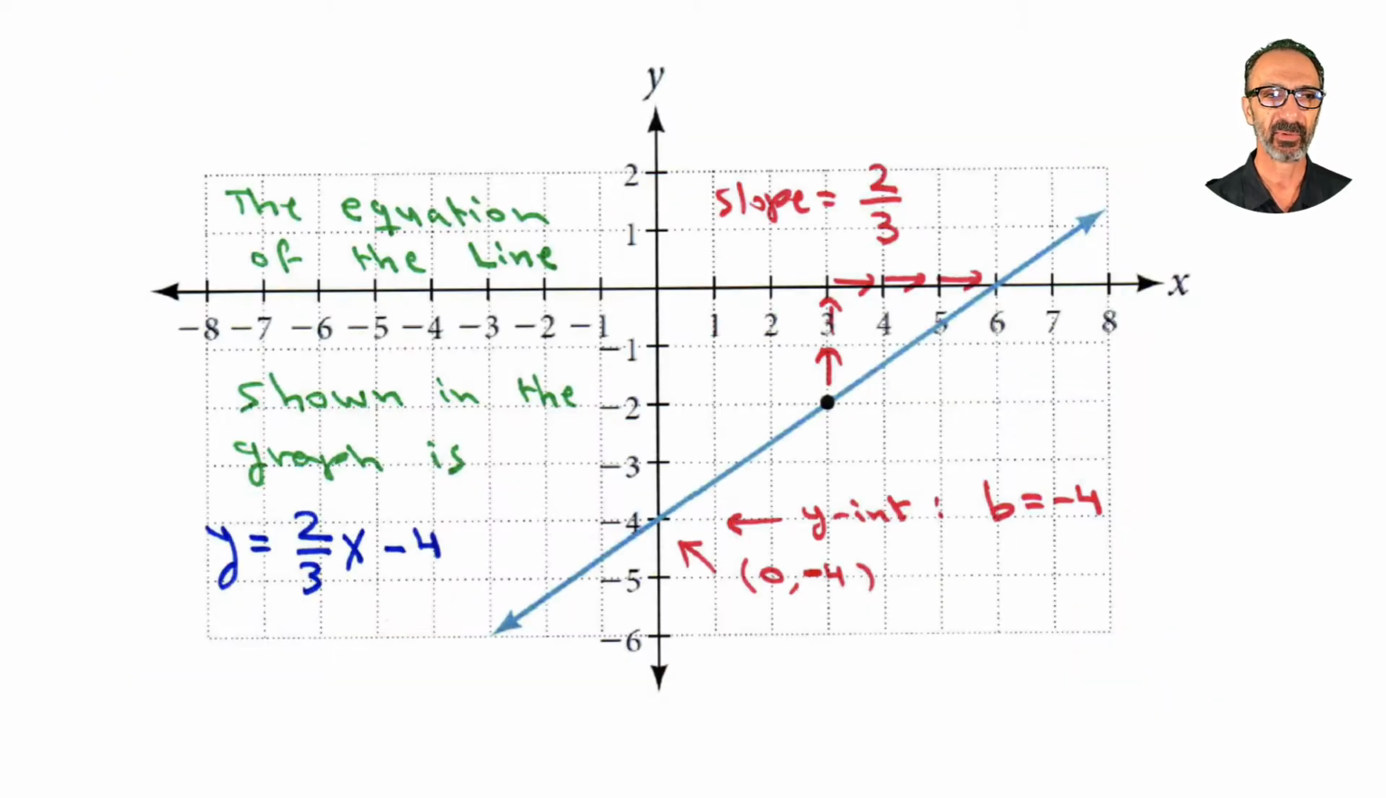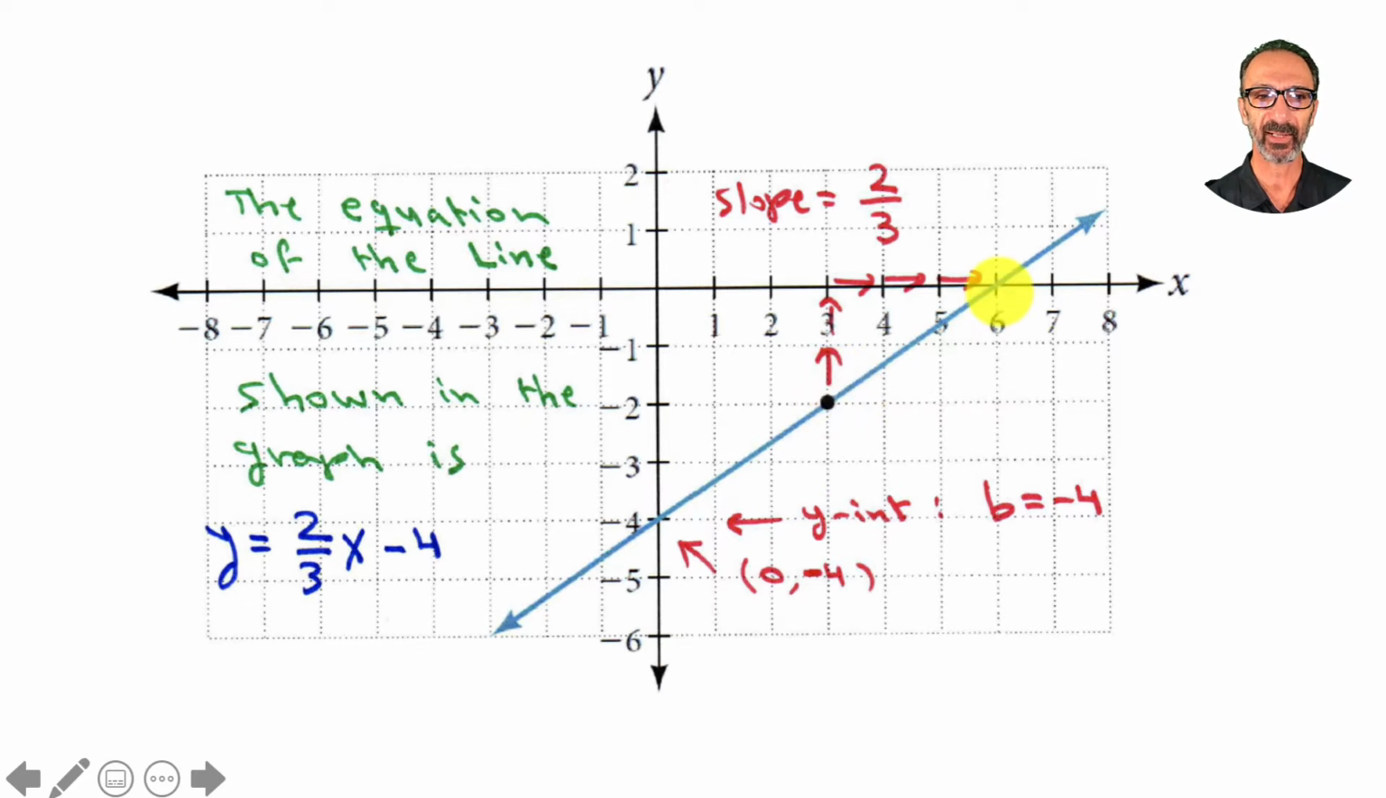Here's the first example. The equation of the line shown is 2/3 x minus 4. y = mx + b, in this case, we have the slope, we have the y-intercept. How is that? Looking at the graph, it crosses the y-axis at -4. That's my b from the previous video, which is -4. As coordinates, it's (0, -4).